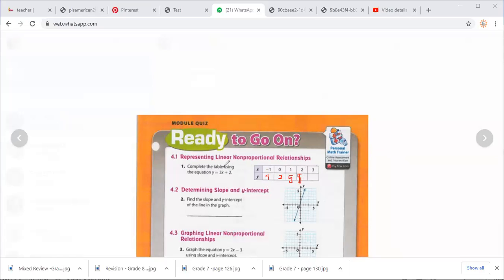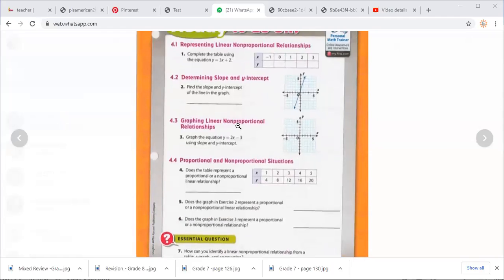Third, 3 times 3 equals 9, plus 2 equals 11. Okay, so this was a question from lesson 4.1, how we are going to find ordered pairs to represent the relation graphically. In this module quiz, he gives us an idea from each lesson. Let's move to the next lesson, lesson 4.2.